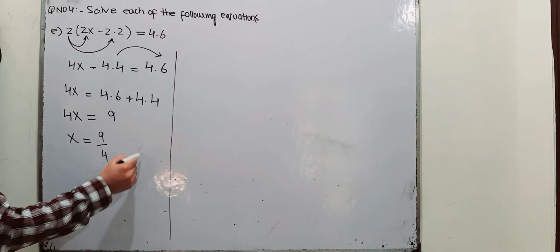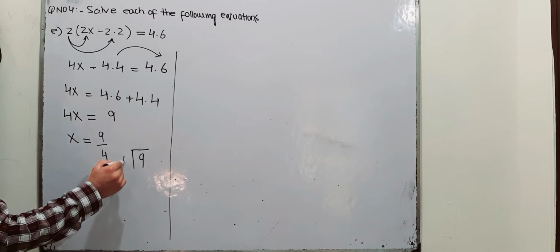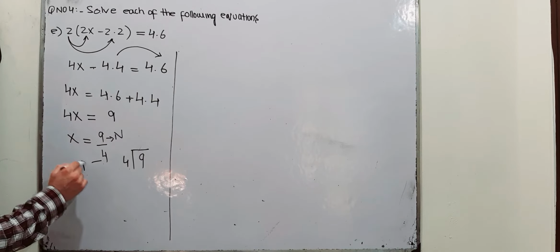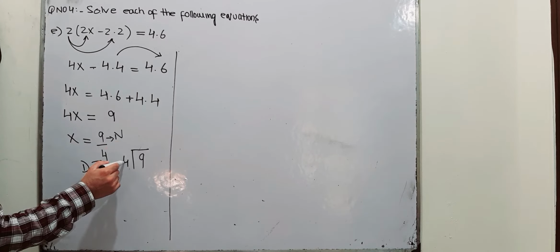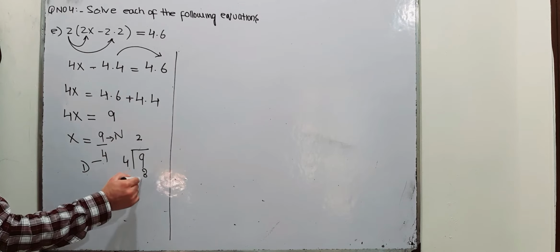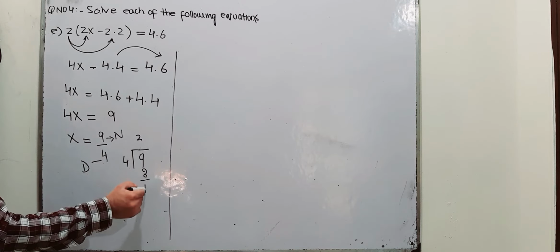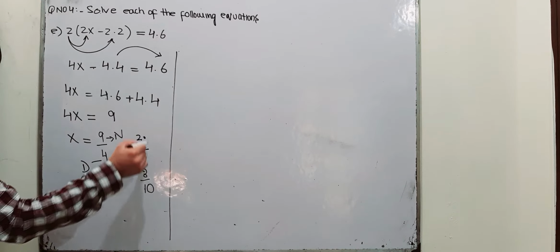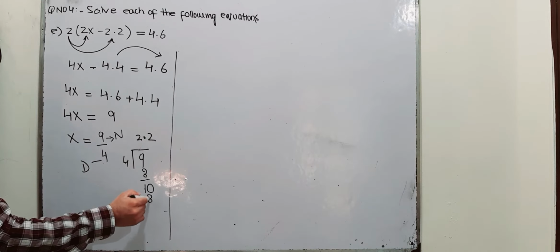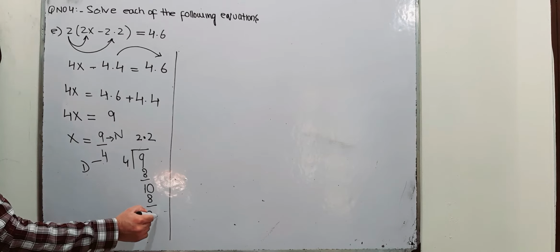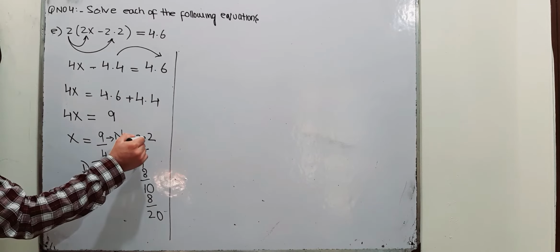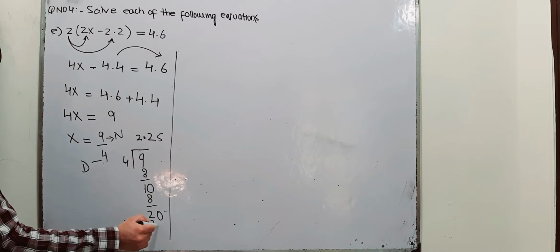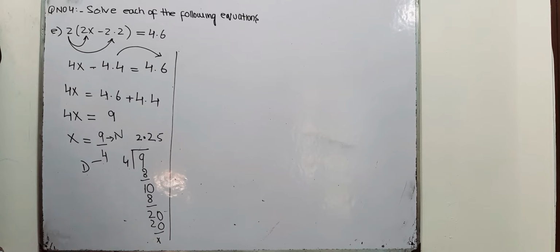You can also write it in decimal form. 9 is the numerator, it will be going inside, and 4 is the denominator, it will be going outside. So 4 2 times is 8. 9 minus 8 is 1. This 1 is less than 4. Insert a decimal to have a 0 over here. 4 2 times is 8. 2 will be the remainder. 0 will be placed because we have a decimal here. You can put 1 0 over here, and 4 5 times is 20. So this is the answer for this part.